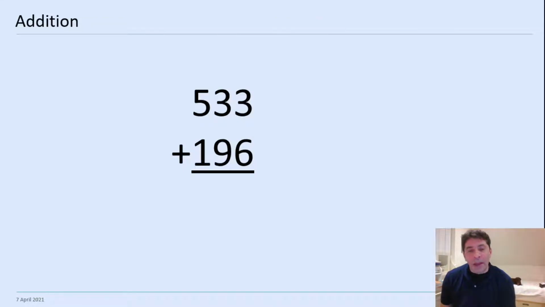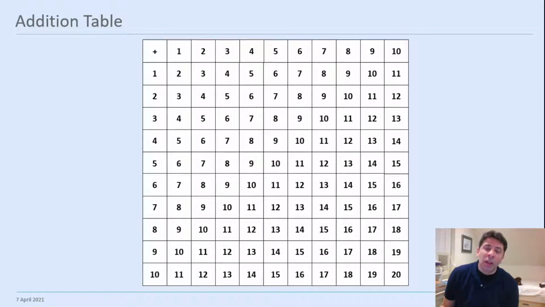Addition. So we've got a method of adding numbers. So 533 plus 196. We don't have to remember this. We don't have to know what this is. We just have to know that 3 plus 6 is 9, so we add down. 3 plus 9 is 12, so we've got 2. Carry the 1. And then 1 plus 1 plus 5 gives us 7. 729. So we just need to know this addition table, which tells us how to add every pair of digits.